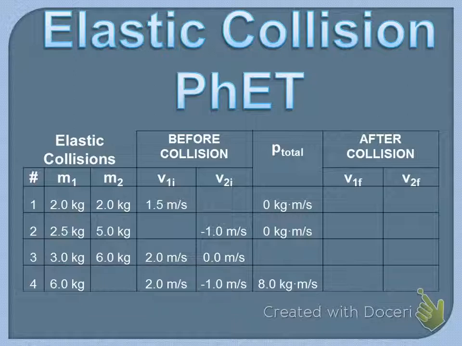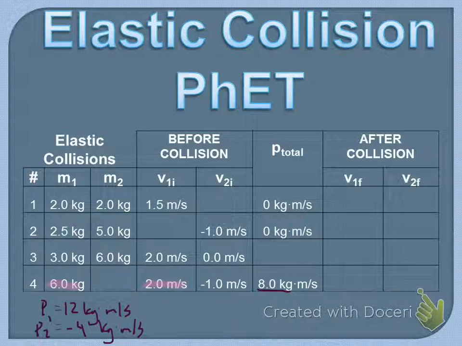Okay, so now with the very last one, our total momentum is 8 kilograms times meters per second. So our two momentums before the collision have to add up to 8 kilograms times meters per second. And we're given the information for object 1 that allows us to calculate the momentum of object 1, which is going to be 6 kilograms times 2 meters per second, or 12 kilograms times meters per second. So what we find then is that our second object's momentum needs to equal negative 4 kilograms times meters per second, because 12 plus negative 4 gives me my 8 kilograms times meters per second.